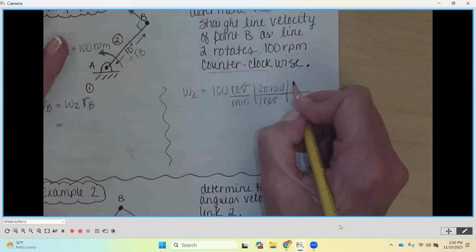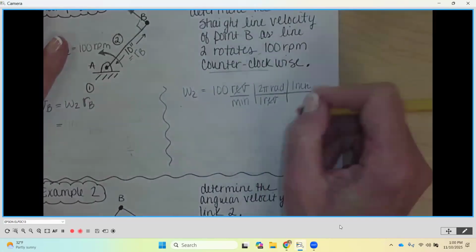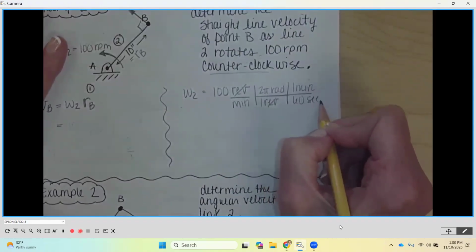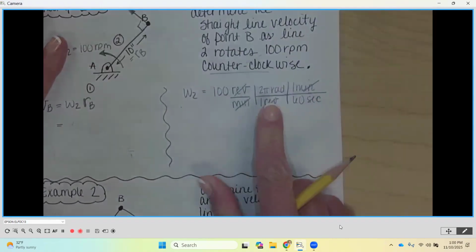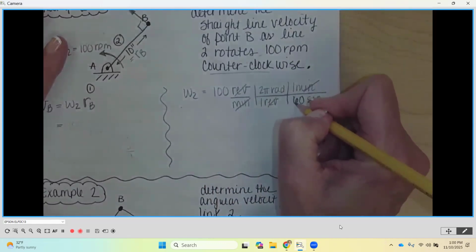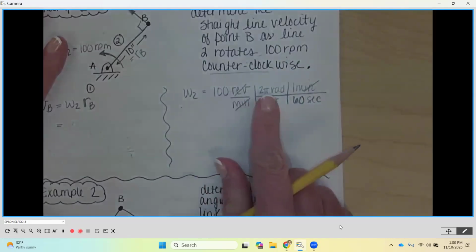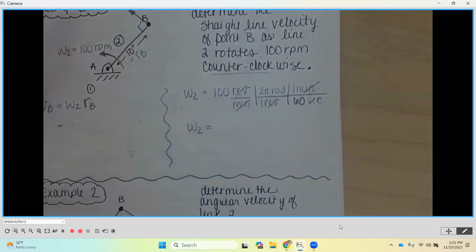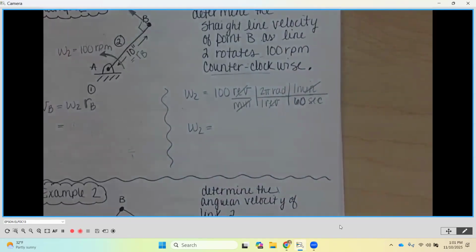Okay. Now I'm in radians per minute, but I want to get in radians per second. So now I need to get my minutes. 1 minute is equal to 60 seconds, right? Minutes cancel. I'm in radians per second. Okay. So now go ahead, take 100 times 2 times pi, divide by 60, and our W2 is going to be a number in radians per second now, which is the value we need to use. And then let me know when you get a number.